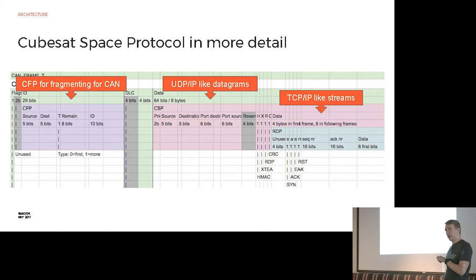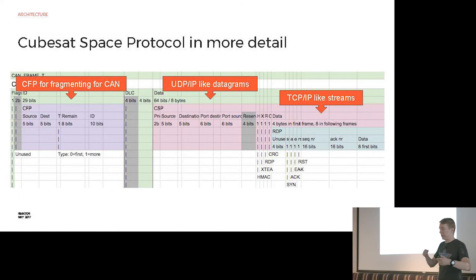If you want streams, you can use the RDP, which is Reliable Data Protocol, or Data Transfer Protocol, I don't remember. It goes within the CSP, so it provides TCP-like streams and acknowledgement and whatever. This way we can assign addresses and ports to all the different parts of the network, and they can talk to each other using this addressing.